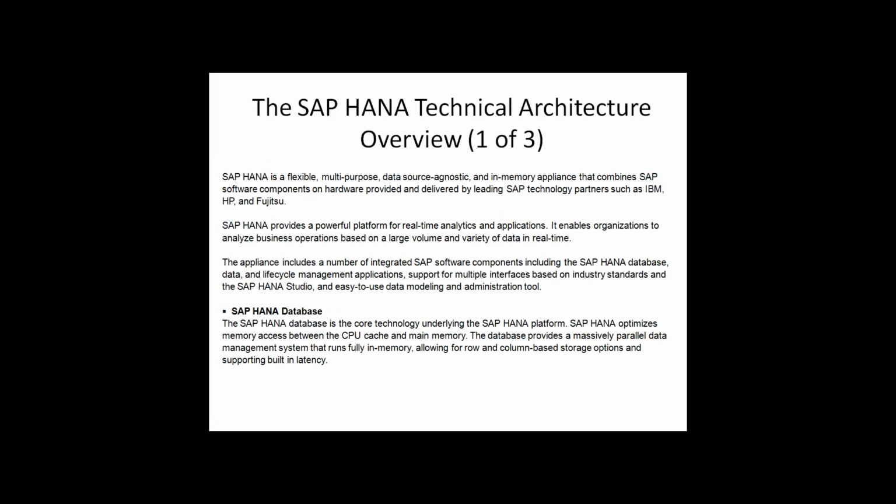So HANA is a flexible, multi-source, data source agnostic, meaning it's independent of the data source. It could be Oracle, it could be Microsoft, it could be mainframe, it could be CSV files, it could be web, right? Anything. It's an appliance. By now we all should get that concept. It's an appliance used for real-time analytics. A lot of the keys are repeating themselves, right? HANA database is the core technology underlying the HANA platform. Remember that HANA platform is different than HANA database, right? They're two different things.